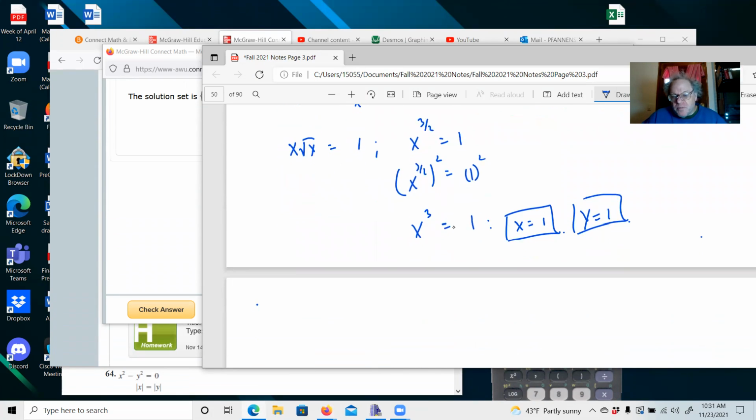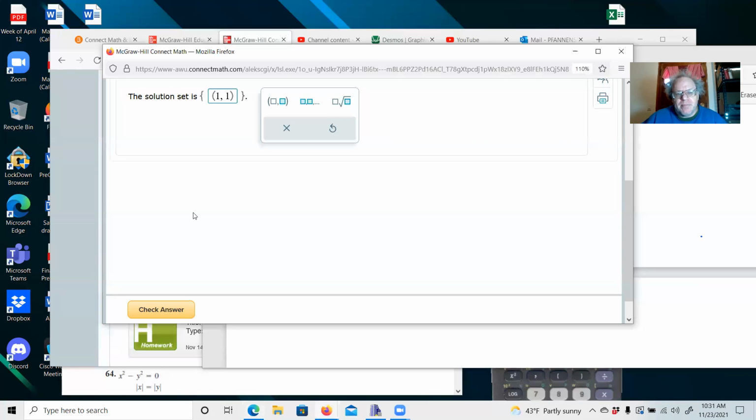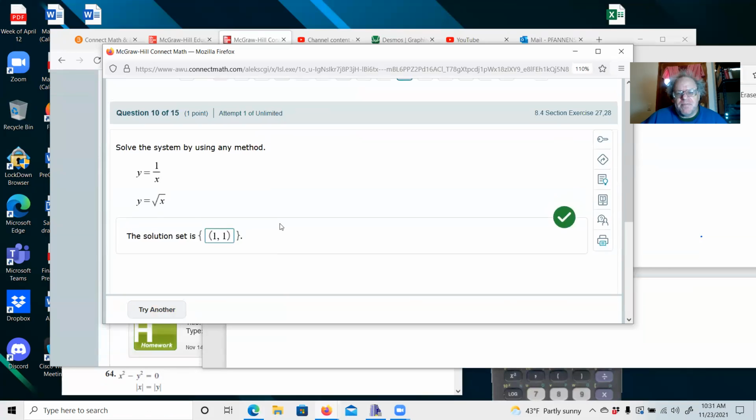We could also, from here, technically use De Moivre's theorem to get the two imaginary values for x. Well, we're not going to worry about that. Check answer and move on with our lives.